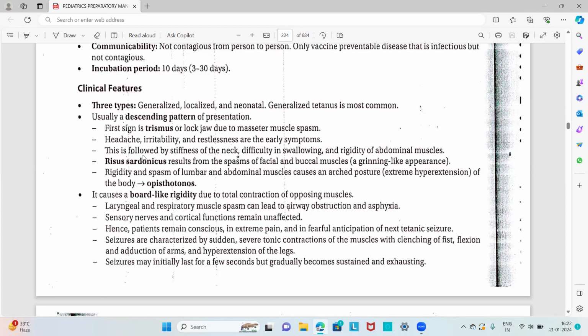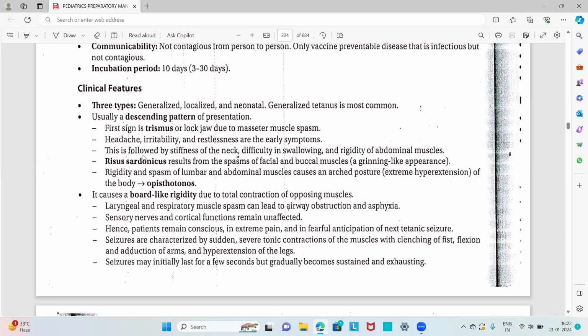There will be headache, irritability, and restlessness as the early symptoms. This is followed by stiffness of the neck, difficulty in swallowing, and rigidity of the abdominal muscles. Then we have risus sardonicus, that is a grinning-like appearance resulting from the spasm of the facial and buccal muscles.